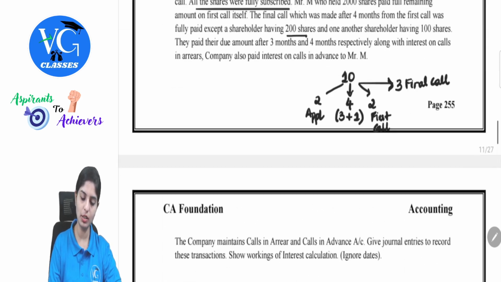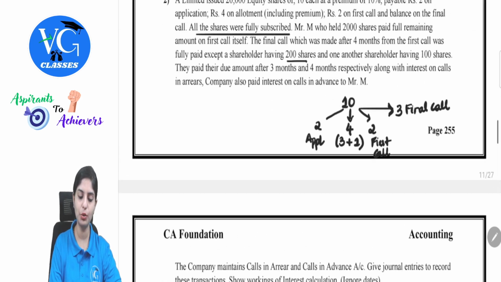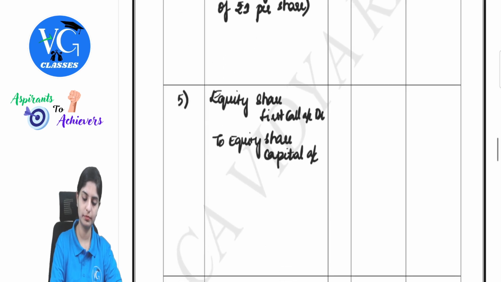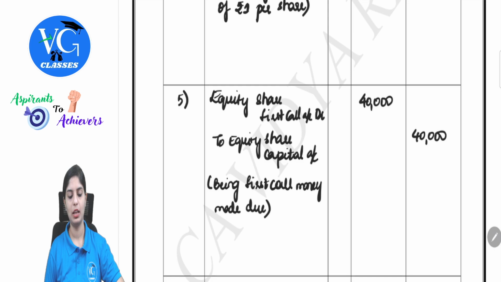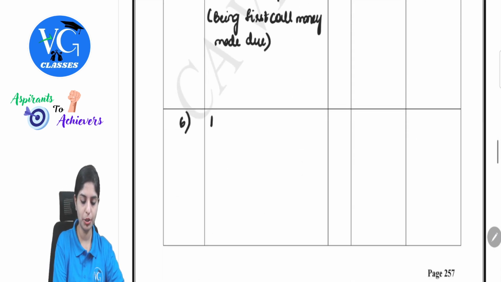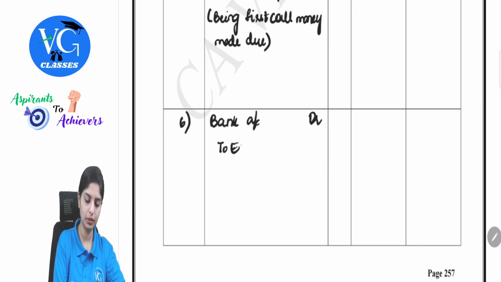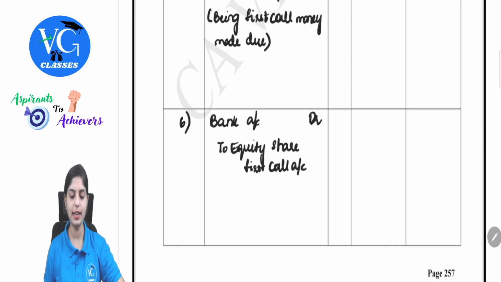So what is the first call installment? It is 2 rupees into 20,000. So 40,000, being first call money made due. Now next entry should be bank account debit to equity share first call account. Now understand one thing.